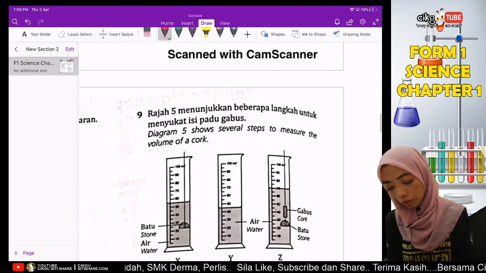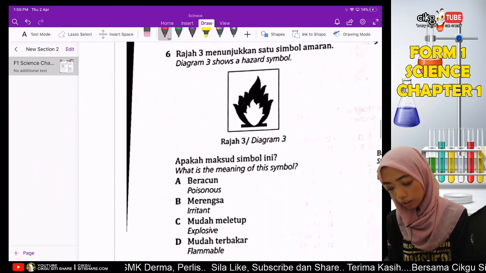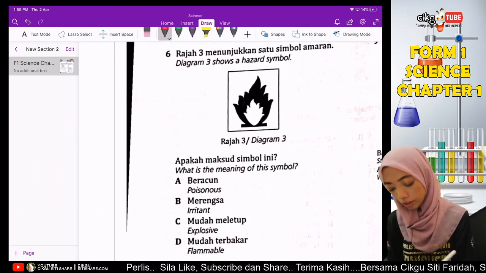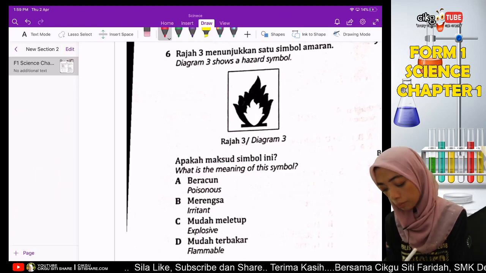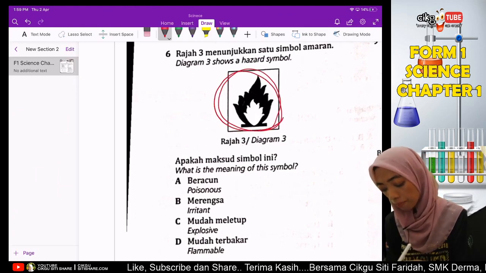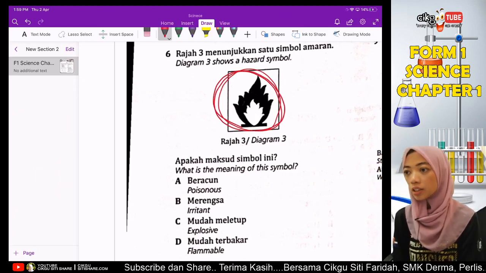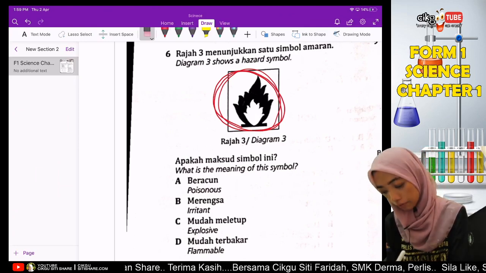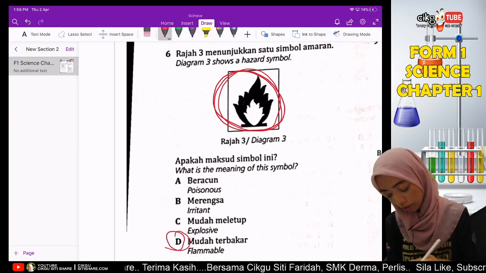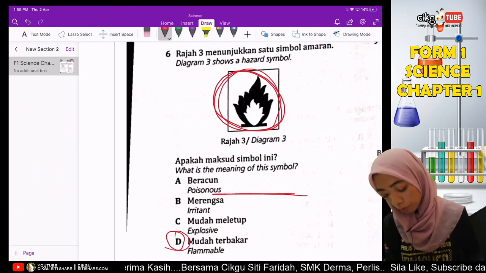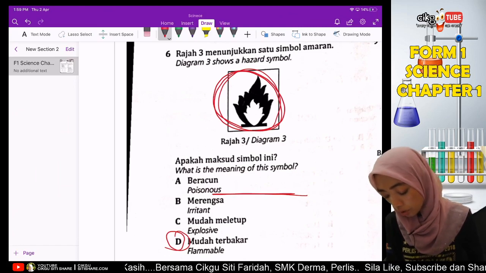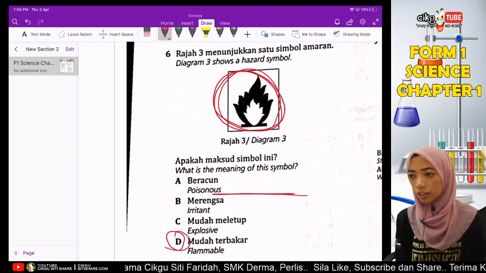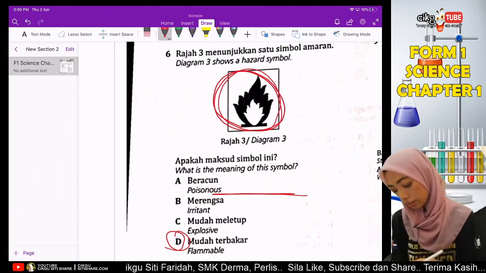Okay. Question number 6. Diagram 3 shows a hazard symbol. What is the meaning of the hazard symbol? You can see it looks like fire. So the meaning of the symbol is flammable. Poison, the diagram will look like a skull.